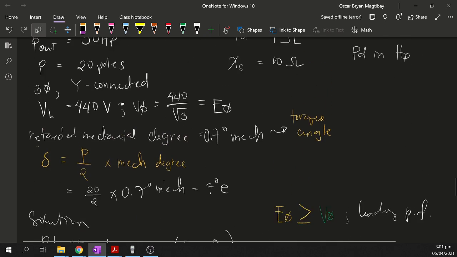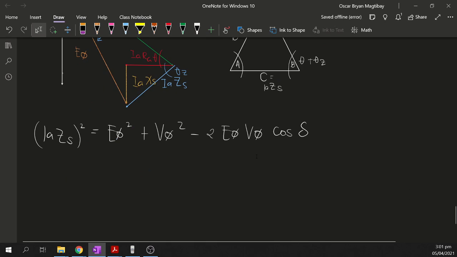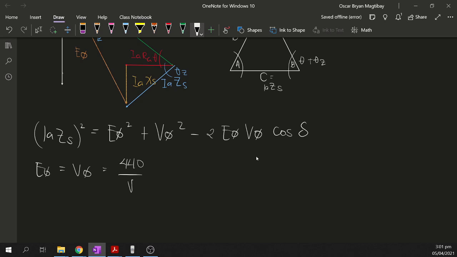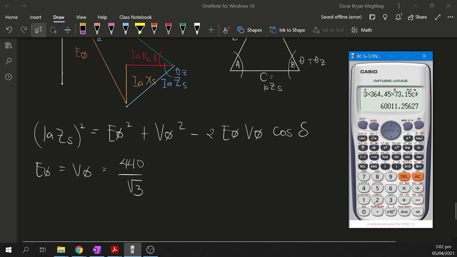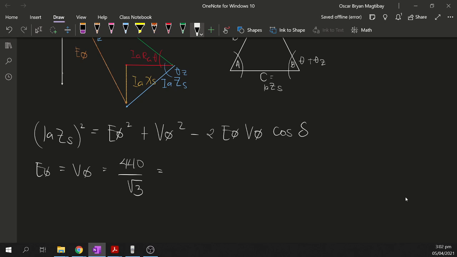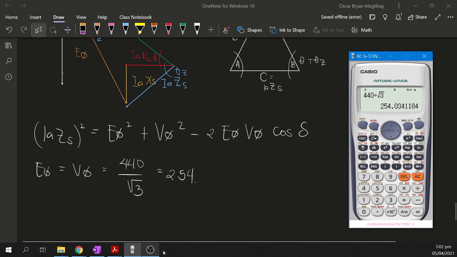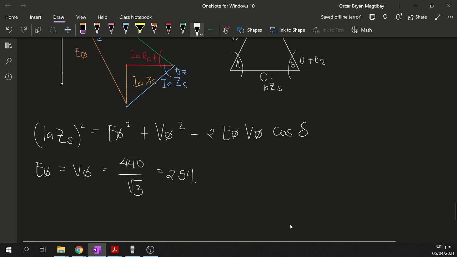Given ang E phase at saka V phase, ano yun? Yung 440 over square root of 3. So, E phase, which is equal to V phase, which is equal to 440 over square root of 3. So, ano po siya? 440 divided by square root of 3. So, this is equal to 254.034 volts.